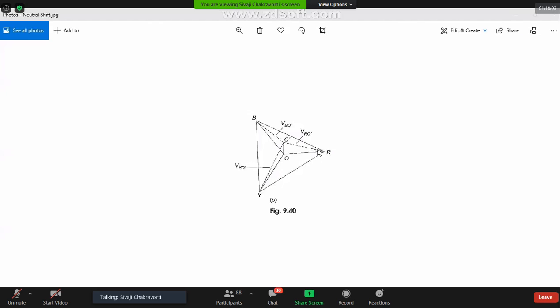Then what will be the star phase voltage? That will be this impedance multiplied by this current. That means, look here, this is IA. IA is 69.3 angle minus 30. So if I ask you what will be the voltage VAO prime, that will be IA multiplied by 5 angle 0 degree. It's known. What is VBO prime? IB multiplied by 5 angle 60 degree. Then VCO prime is IC multiplied by 5 angle minus 60 degree.